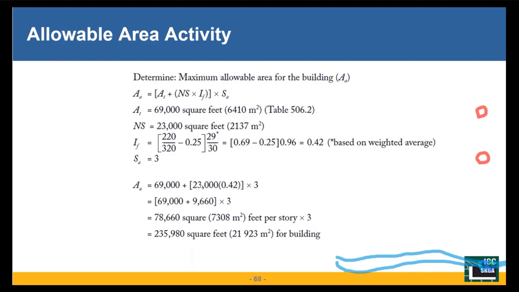So we got the factor 69,000 square feet from the table. We added the frontage increase based on this formula, which is 9,660.42 times 3. So we get the area per story times 3, which is the maximum story increase allowed. So the whole building is limited to 235,980 square feet.